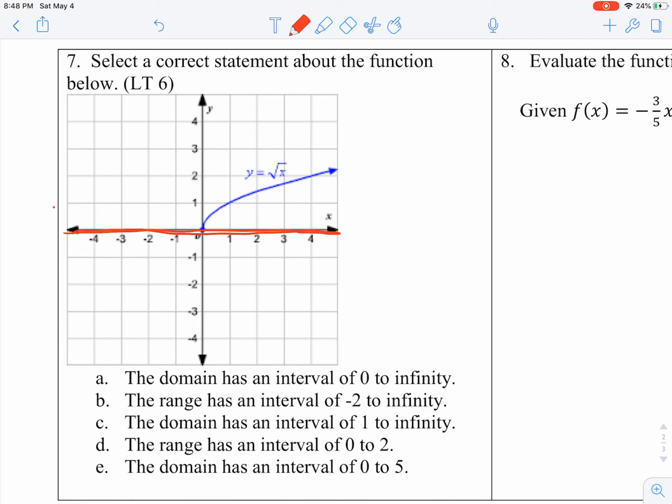If we're going left to right, heading this way, where do we first meet our graph? That's at 0. And as it continues, you see how we have arrows? It's going to continue forever that way. That's what an arrow means. So our domain is going to go from 0 all the way to infinity. It has an interval of 0 to infinity.